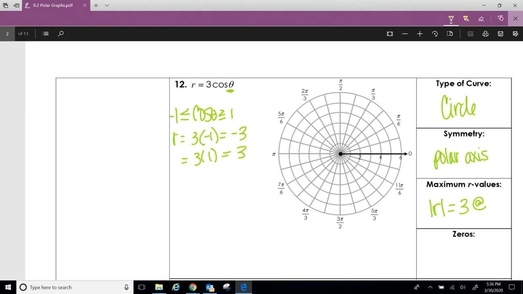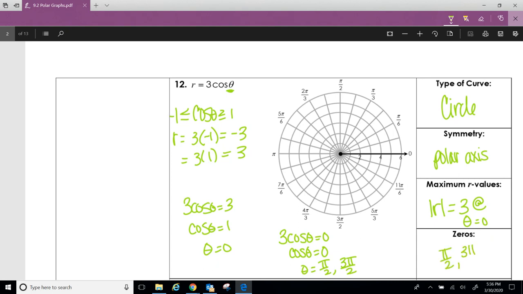Where does that occur? Well, that's when 3 cosine theta is equal to 3. That's when cosine theta is equal to +1, and so that's when theta is equal to 0. And then the last thing we want to do is find our zeros. So 3 cosine theta is equal to 0 when cosine theta is equal to 0 divided by 3, which is still 0. Cosine theta is equal to 0 at two places, at pi over 2 and 3 pi over 2.